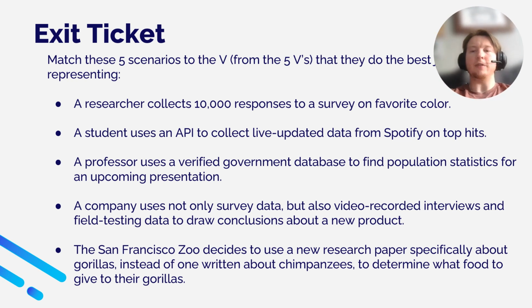A professor using a verified government database, that speaks to veracity. A company using not only survey data, but also interviews and field testing data is speaking to variety of data types. And the San Francisco Zoo deciding to use a new research paper specifically about gorillas instead of one written about chimps is speaking to that last V, value, because they're looking for a data set that's relevant to the question they want to answer.